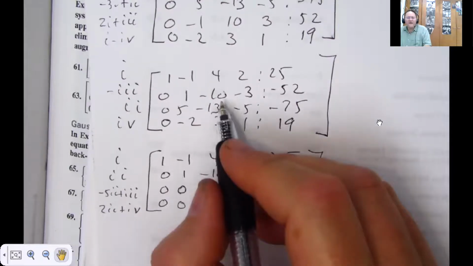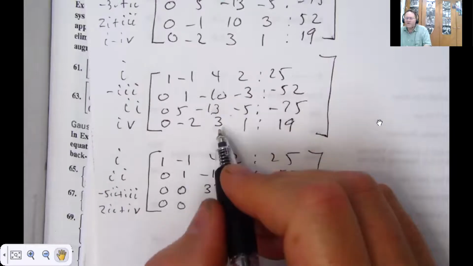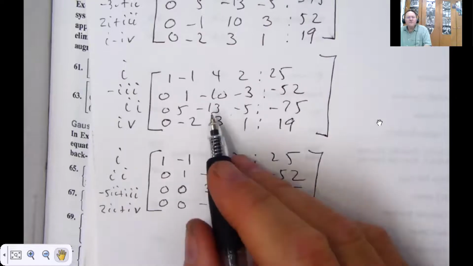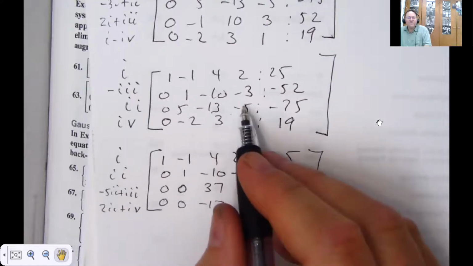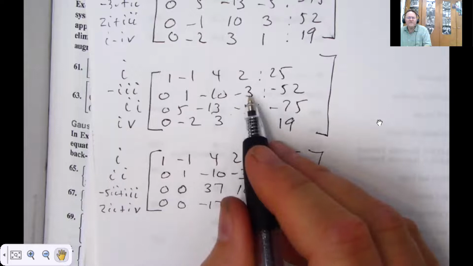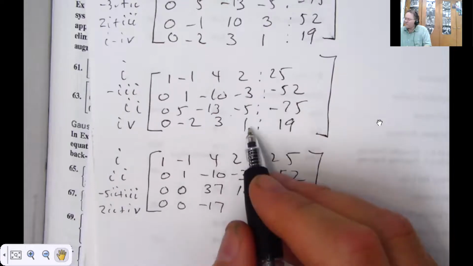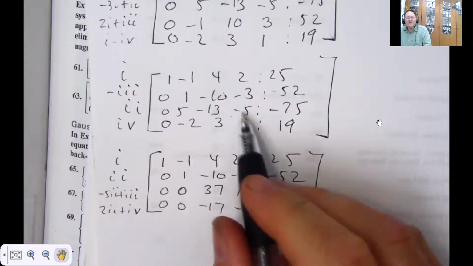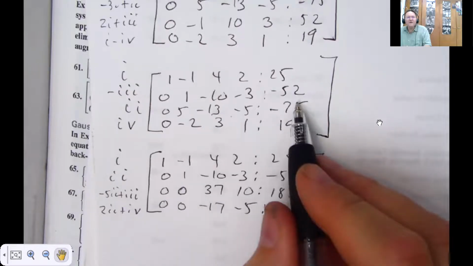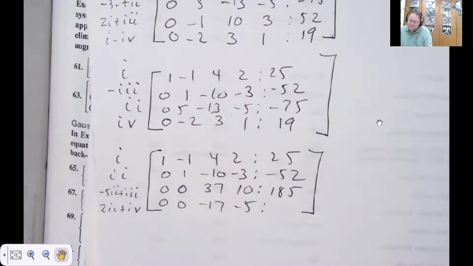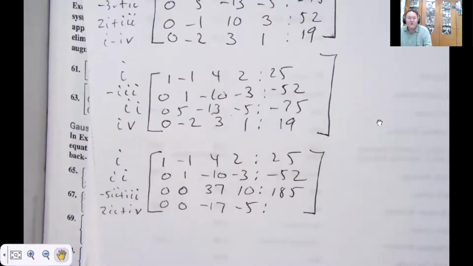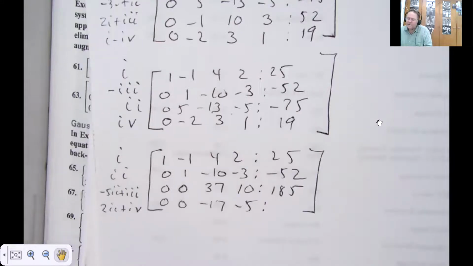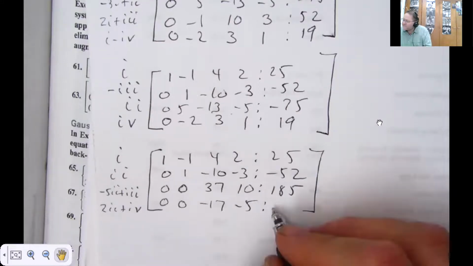Two times negative 10 is negative 20 plus three is negative 17. Two times negative three is negative six. Negative six plus one is negative five. Two times negative 52 is negative 104. And negative 104 plus 19 is negative 85.